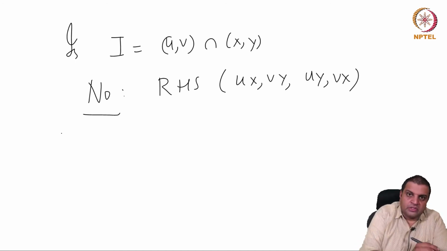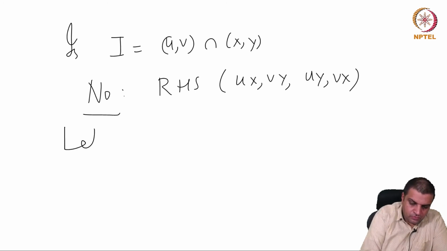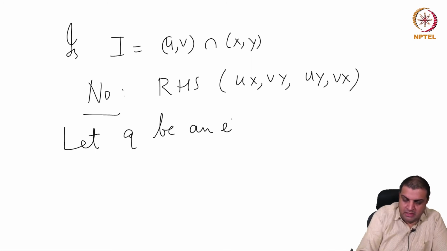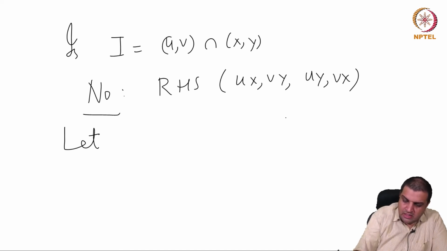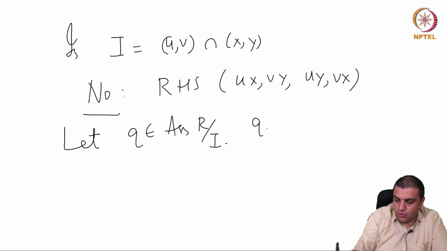So what are the other associated primes? Let Q be an embedded prime, meaning a prime that's not minimal. We could just say let Q be any prime. Let Q be an associated prime such that Q does not contain u.